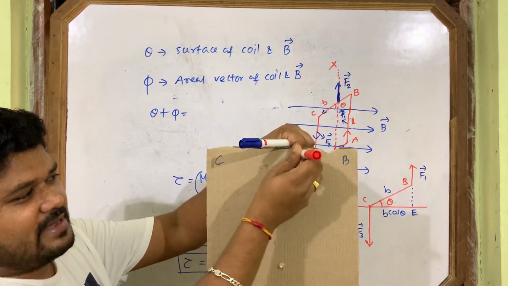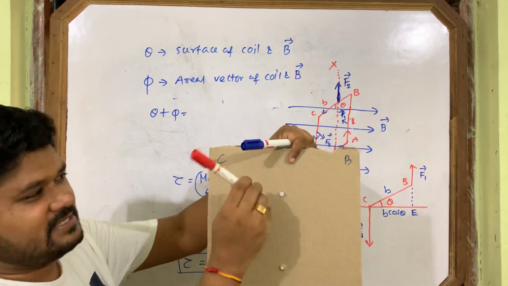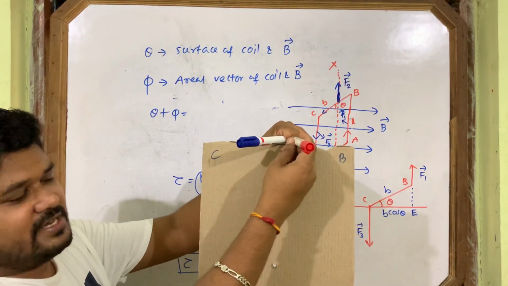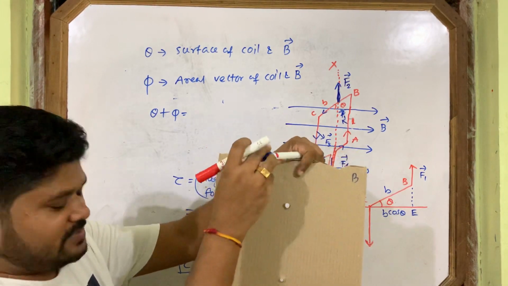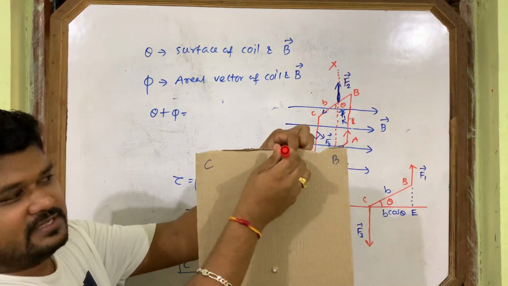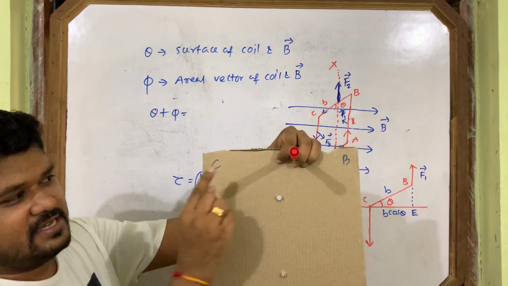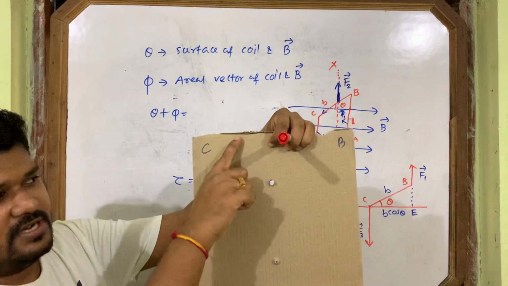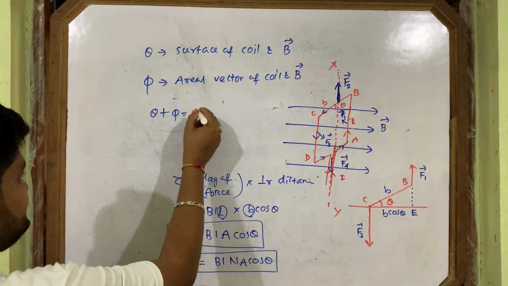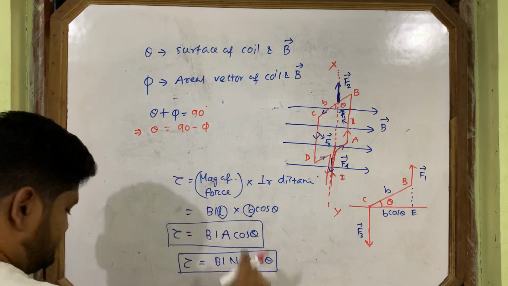So if I remove the magnetic field from here, how much is theta plus phi? You see, in the middle is the magnetic field, this side is theta and this side is phi. So how much is theta plus phi? It is 90 degrees. Theta plus phi will be 90 degrees. If it is 90 degrees, then theta is 90 minus phi.